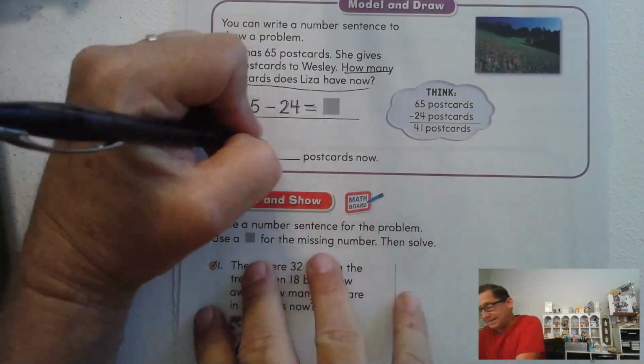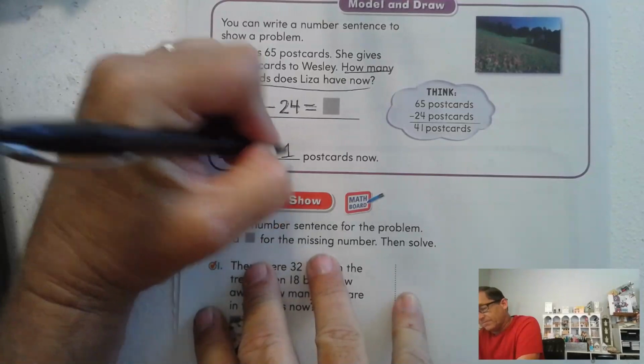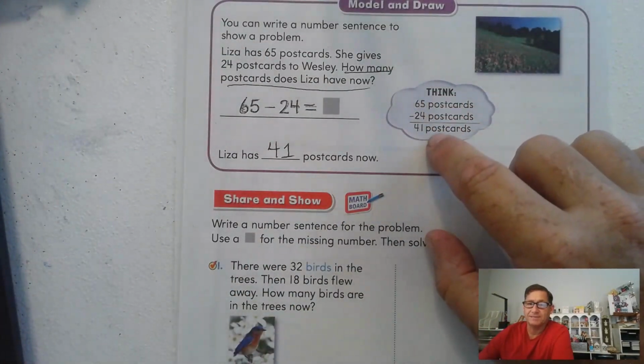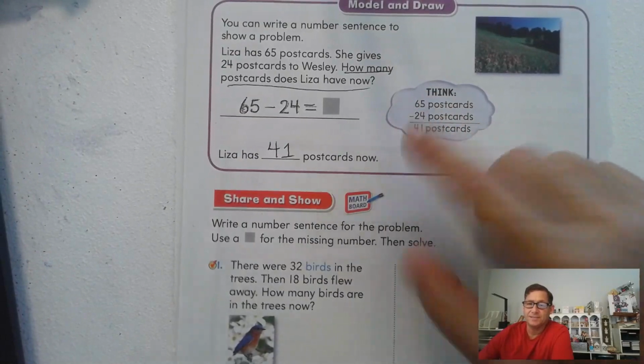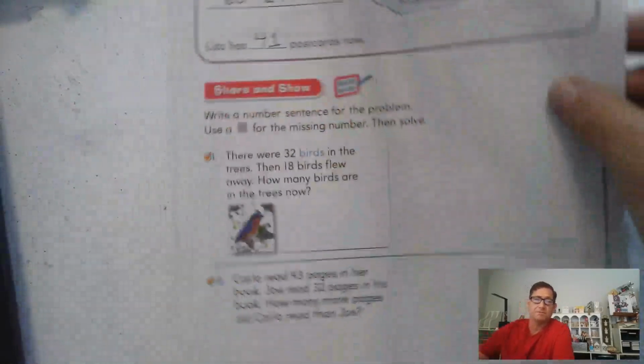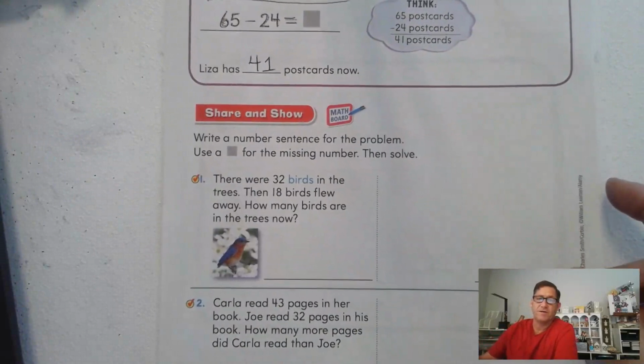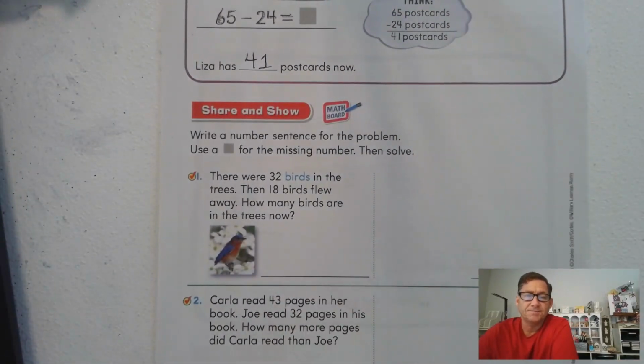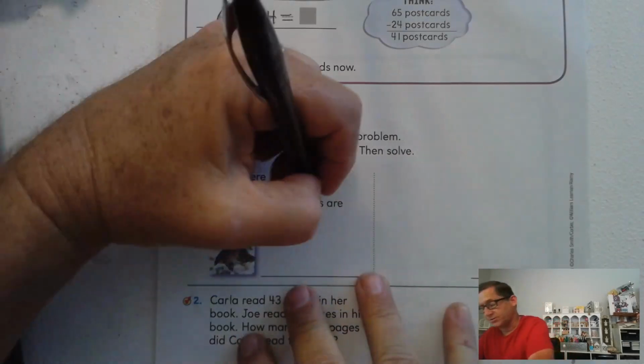So Liza has 41 postcards. I can take 4 ones from 5 ones, that gives me 1, and 6 tens take away 2 tens is 4. So that's what we're basically doing here. We're just writing the equation, a number sentence for these problems. There were 32 birds in the trees. Then 18 birds flew away. How many birds are in the tree now?